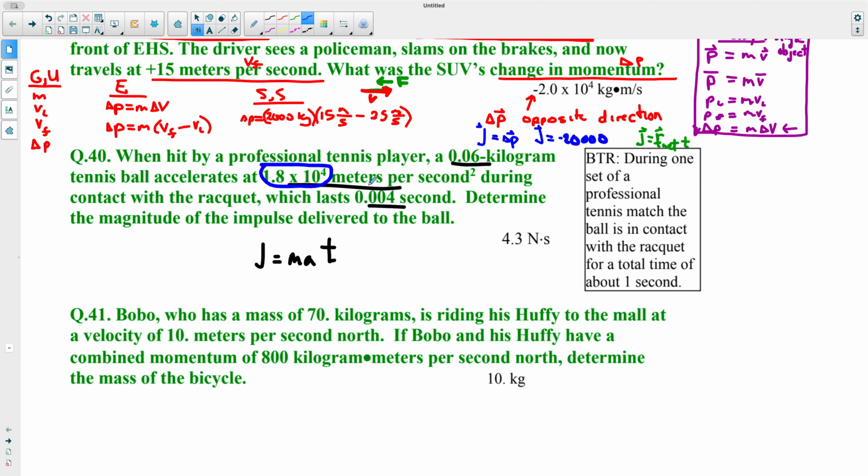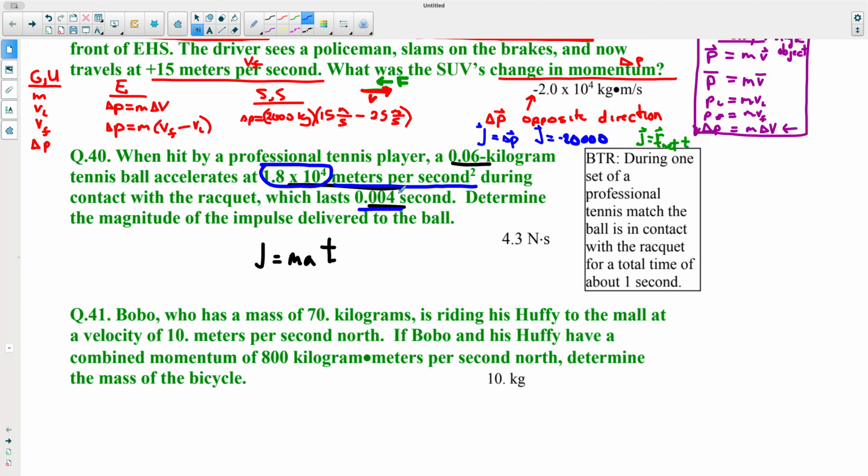This magnitude of acceleration seems unreasonable, and that's only because you conflate acceleration with speed or velocity. The tennis ball is not traveling at 18,000 meters per second. It is changing velocity at a rate of 18,000 meters per second each second. It gets away with this because it doesn't last for a second. The collision lasts for 4/1000ths of a second.